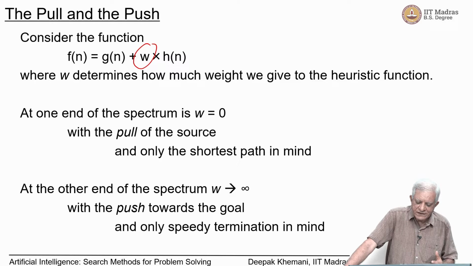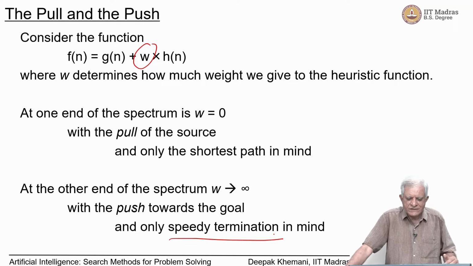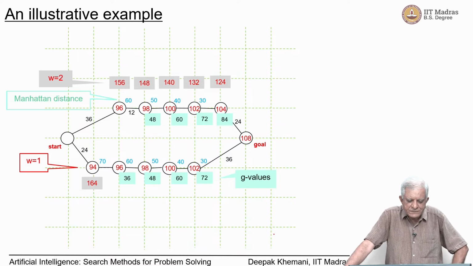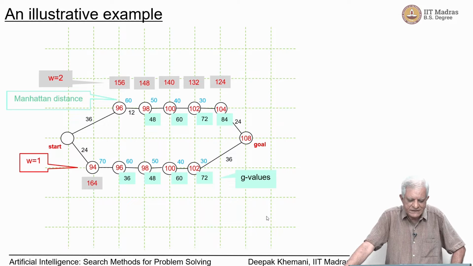And if you remember, the reason why we chose heuristic functions was for speedy termination of the algorithm. Now, of course, A star has both G of n and H of n. So, let us see what happens when we vary W. This algorithm is called weighted A star, and this figure is only to illustrate how a combination of G plus H changes the behavior.